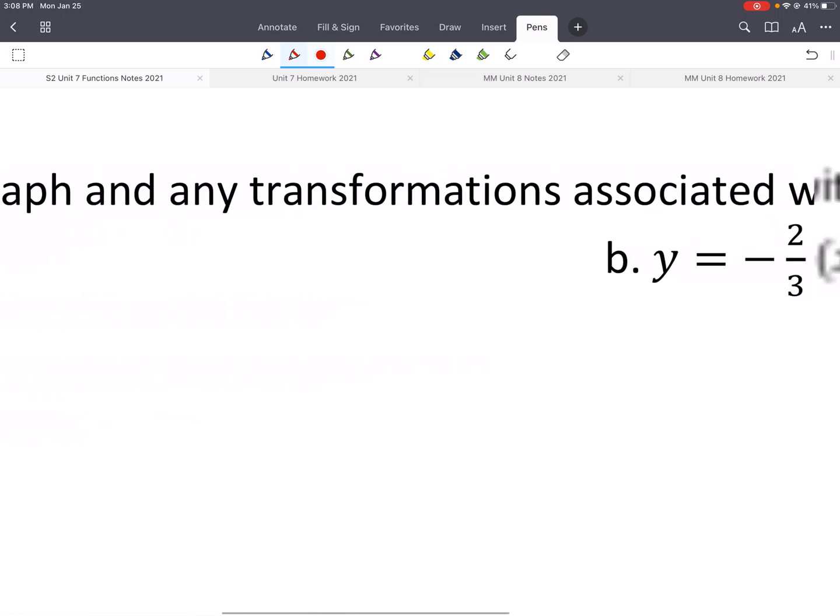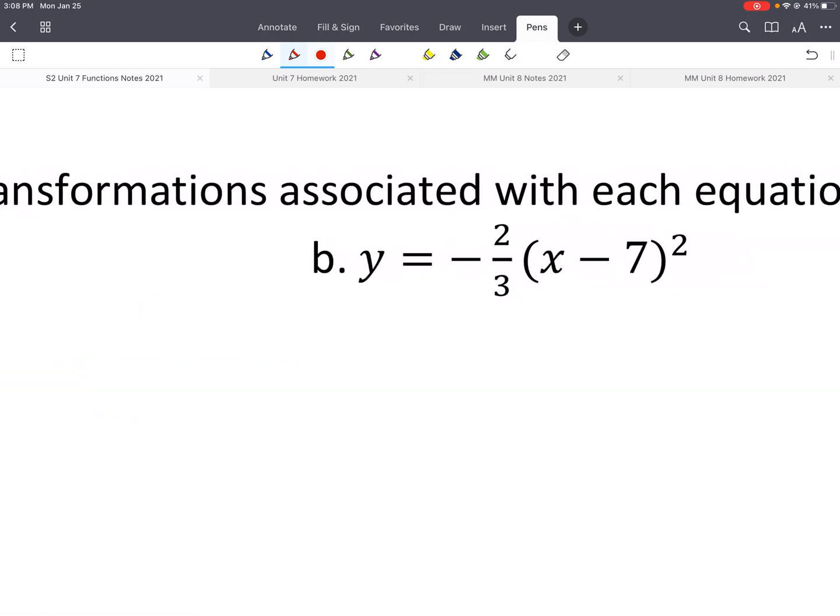Okay, here's another example. So this one's a quadratic.